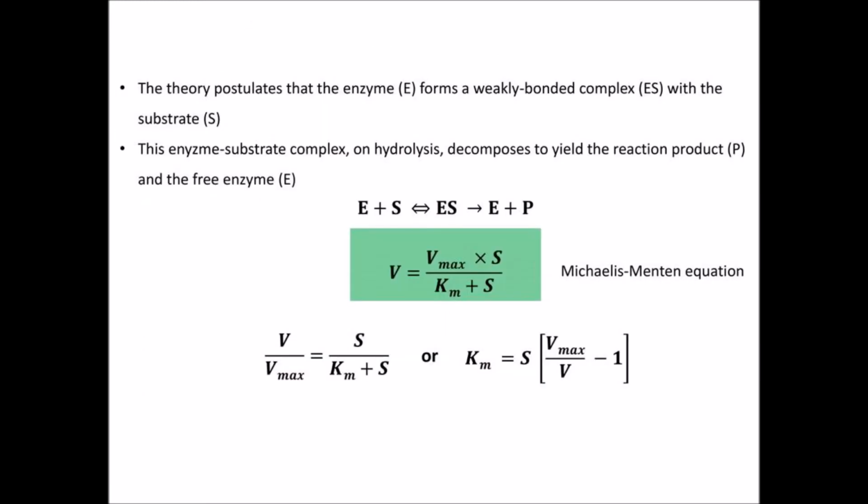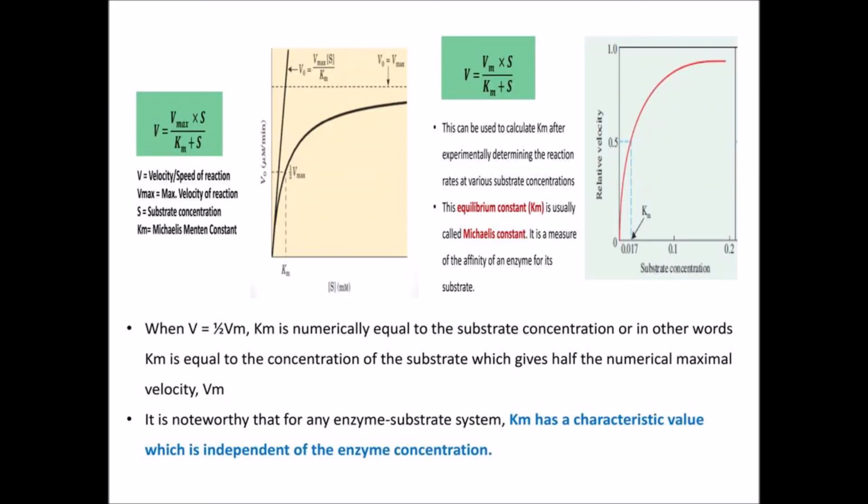This theory postulates that the enzyme forms a weakly bonded enzyme substrate complex with the substrate. This enzyme substrate complex on hydrolysis decomposes to yield the reaction product and the free enzyme. That means E plus S gives ES, that gives E plus P. Then the Michaelis-Menten equation is V equals Vmax times S divided by Km plus S. Here the explanation of the Michaelis-Menten constants is given.